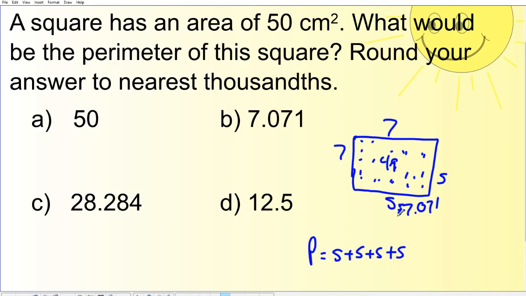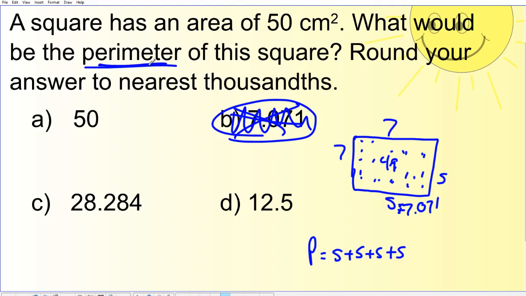And so a lot of people go, oh yes, the answer is B. No, it's not. Not even close. The question was not how big is one side. The question is, what is the perimeter? What would be the perimeter of the square? Don't just jump for the first answer you see as you type something into the calculator. Finish the problem. Okay? The length of one side of this square is 7.071.